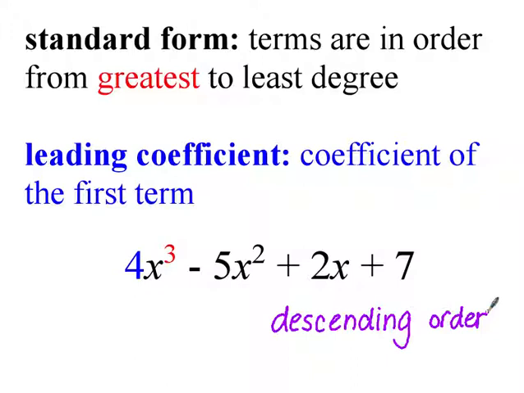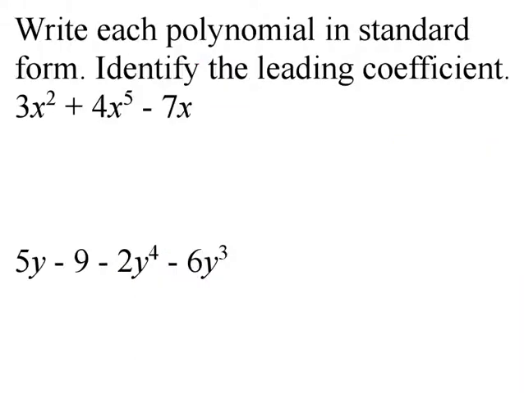Now we're going to be expected to write polynomials in standard form and identify the leading coefficient. So let's go ahead and look at this. It says write each polynomial in standard form. Identify the leading coefficient. So I'm looking for my highest power. What's your highest power? 5. So I'm going to write this as 4x to the 5th. I'm looking for my next highest power. Plus 3x squared. I'm looking for my next one. Minus 7x. So that is my polynomial in standard form.